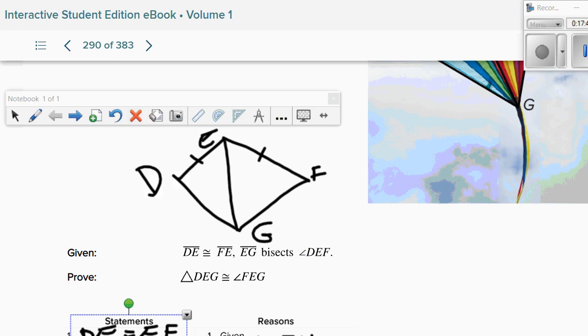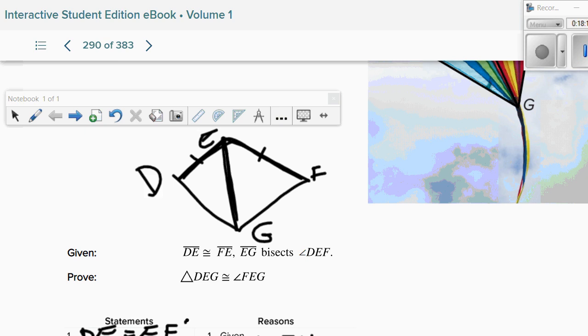So this line up here, EG, is bisecting the angle up at top. Which angle E are you talking about here? So I've got to really use 3 letters. Angle DEG is going to be congruent to angle FEG, and that's the definition of a bisector. In this case, it was an angle. Okay, so I've got that.